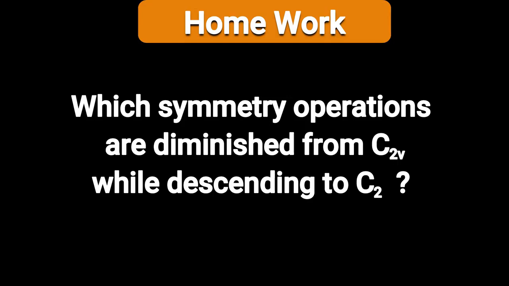Now I am asking one simple question. C2 is a subgroup of C2V. What you need to do? Just write all operations in C2V, all operations in the C2 point group and write the answer in a comment box. Which symmetry operations are not there in C2 but are there in the C2V point group? Means which symmetries are diminished while descending from C2V to C2. Just write those operations which are diminished in the comment box.